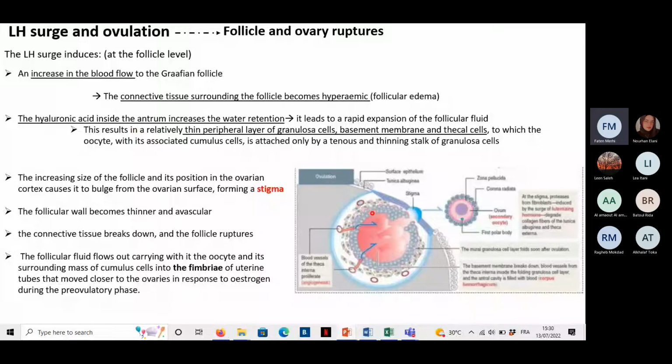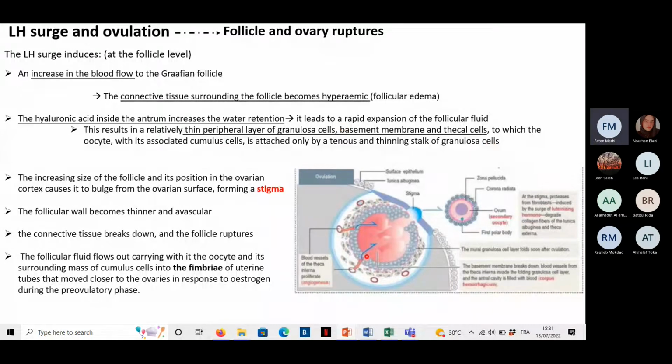And the hyaluronic acid inside of the antrum increases the water retention. Under the action of LH, the granulosa cells will produce hyaluronic acid and release it in the antral cavity. This hyaluronic acid has the property of water retention, so it can bind water molecules. Since we have the hyaluronic acid in high concentrations now in the antral cavity, it can bind more water molecules, and the volume of the antral fluid will increase, and thus the antral cavity will increase in size.